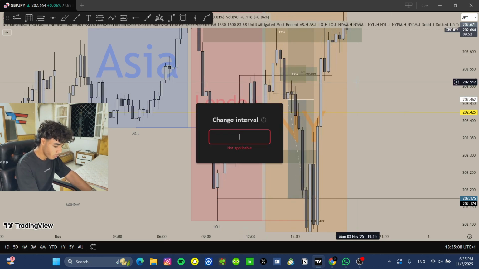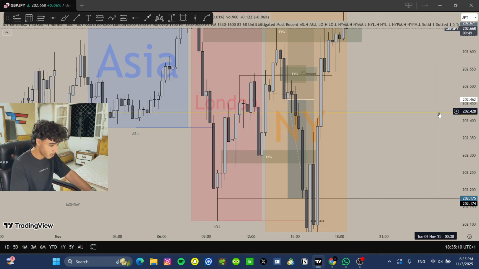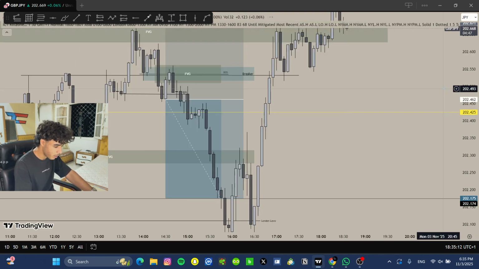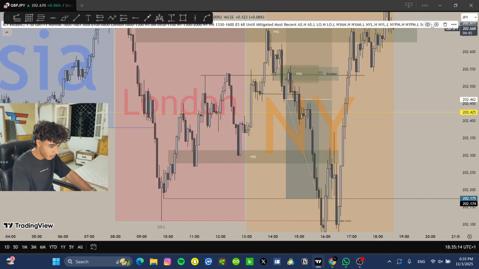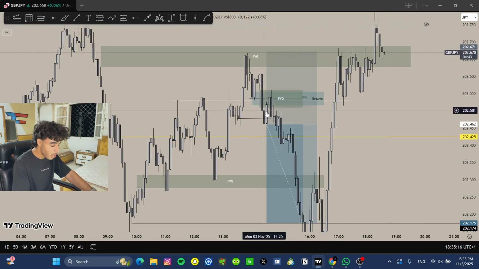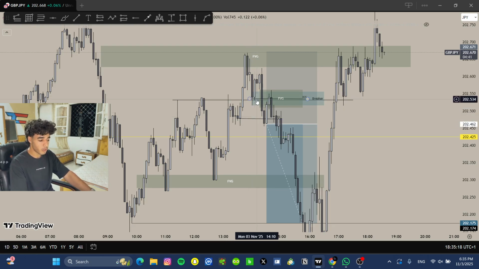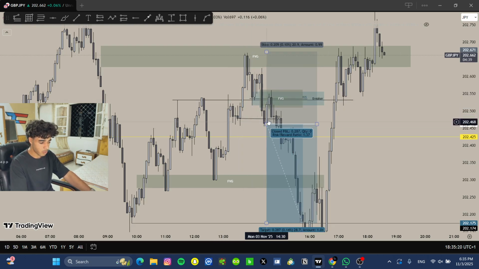What I can do after that is scale down to the 5-minute time frame. On the 5-minute time frame, we did break the structure right here, and we did a market structure shift right here. So what I can do now, enter? No, I just waited for the retracement that I drew in the picture. I was waiting for that.